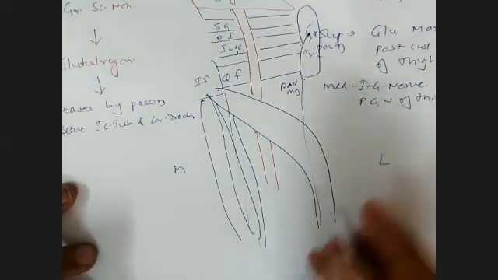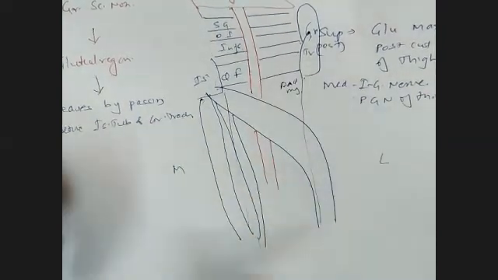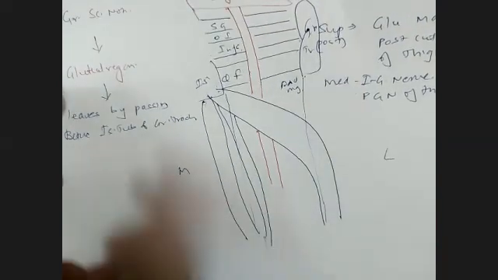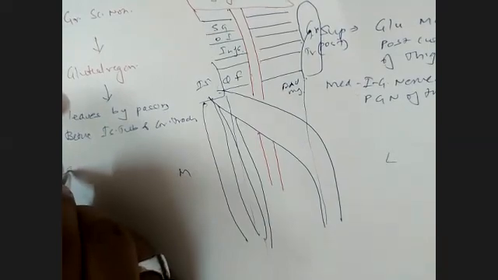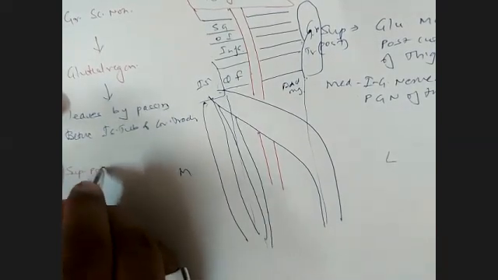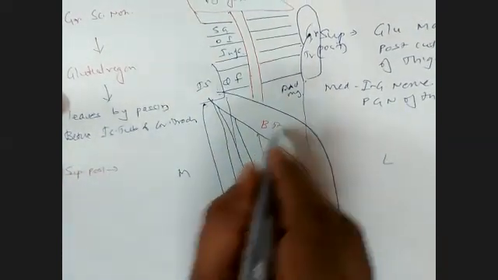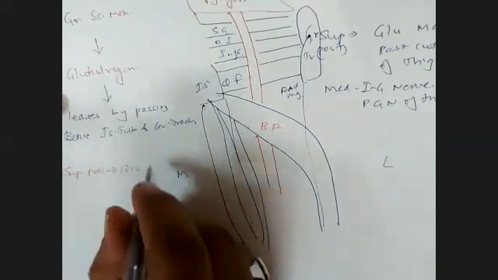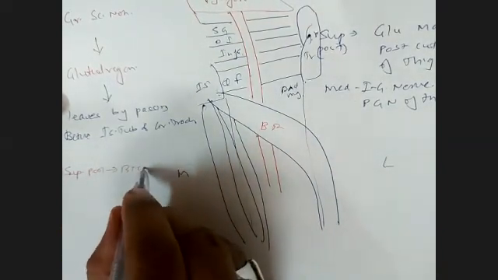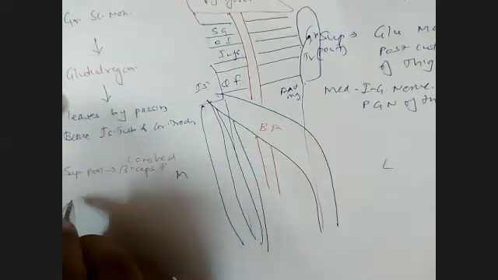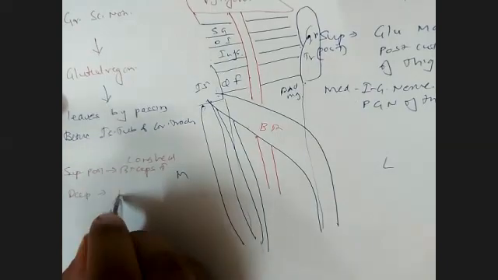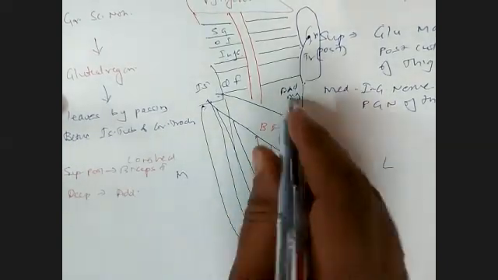So the relations now, we are talking about the back of the thigh. The superficial or posterior relation is the long head of biceps femoris, which will be crossing it. What are the deep relations? Adductor magnus. It is lying on the adductor magnus.